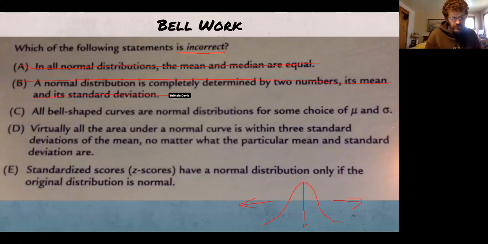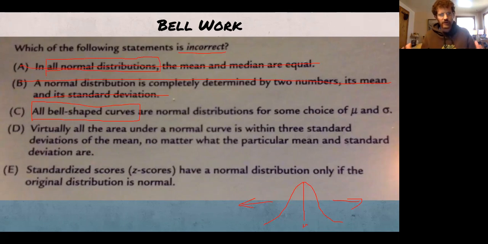All bell-shaped curves are normal distributions for some choice of mu and sigma. This is the kind of statement that makes me get skeptical a bit. When it says all bell-shaped curves, these are all-or-nothing questions, in a different context. We did see one right here. It said all normal distributions, but this one right here, all bell-shaped curves, which seems like a much broader category, are normal distributions. So we'll come back to this one, but that might be one that I would go back and forth on.